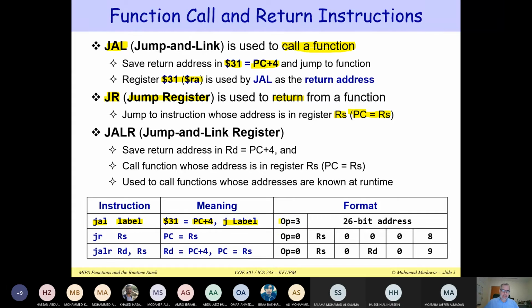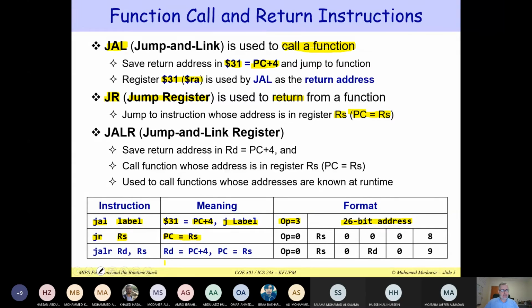Notice that its format is of the J type, the jump type. So we have the opcode equal to 3. This indicates that the instruction is jump and link. And there is a 26-bit address for this given label. So for this label, there will be a 26-bit address inside the instruction. If you would like to return from a function call, we use the jump register instruction, and we jump to the register RS. This means that we change the program counter to become the value of register RS.